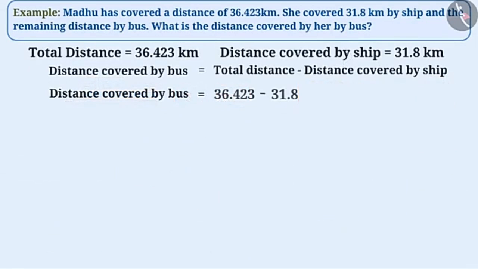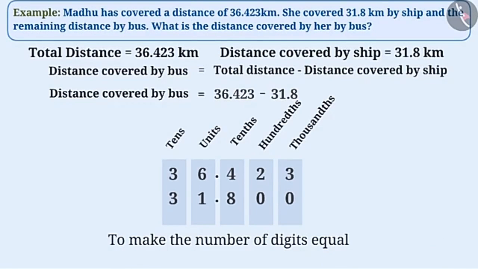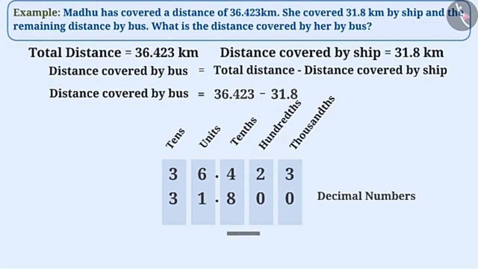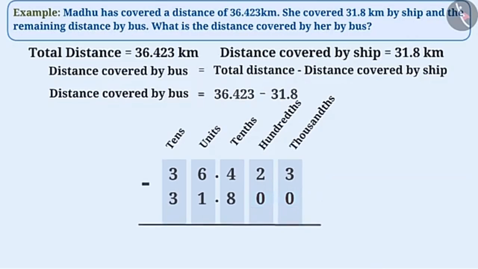To do the subtraction of these numbers, we will represent them one below the other according to their place values, so that the digits with the same place value come under the same column. We will write zeros at the place of the hundredths and thousandths after 8. We do this because it is necessary to make the number of digits equal in both numbers. Since we can write any number of zeros to the right side of decimal point, there will be no change in the value of the number. So let's subtract this. By subtracting the digits at a thousandth place, we get 3 as the result.